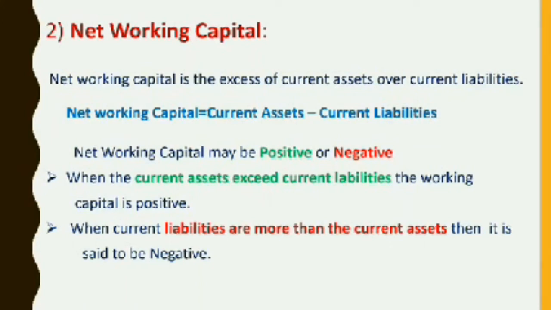Then comes the components of current liabilities: bills payable, sundry creditors, accrued or outstanding expenses, short-term loans, dividends payable, bank overdraft, provision for taxation if it does not amount to appropriation of profit. These are current liabilities. So net working capital is equal to current assets minus current liabilities. Net working capital may be positive or negative. When the current assets exceed current liabilities, the working capital is positive. When current liabilities are more than the current assets, then it is said to be negative.